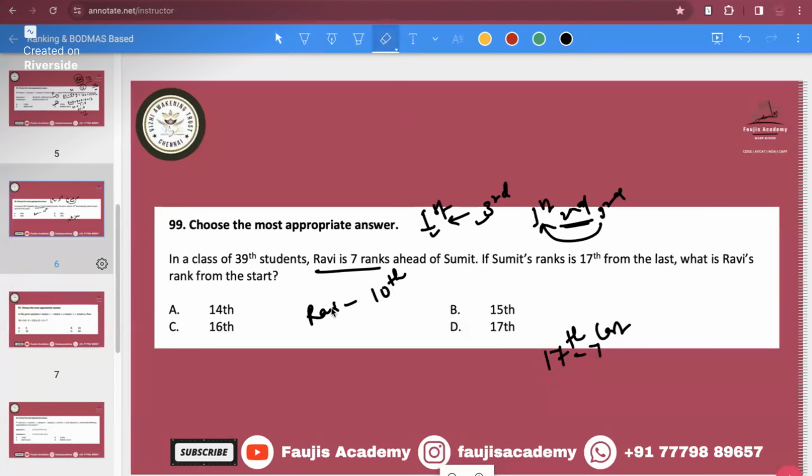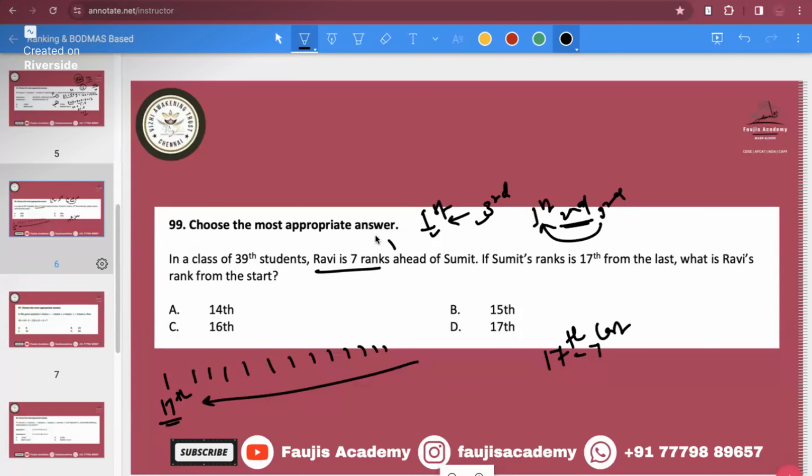One moment, yeah. So what it is saying is that Sumit ranks 17th, something like 1, 2, 3, 4, 5, 6, 7, 8, 9, 10. Let's say this is 17th. So from here, it ranks 17th, right? So if 7 ranks ahead, from last, how much will that be? We'll have to add it. Then only his rank will be higher. From last, I'm saying. So from last, if Ravi is 7 ranks ahead, Ravi is at 24th rank from last.